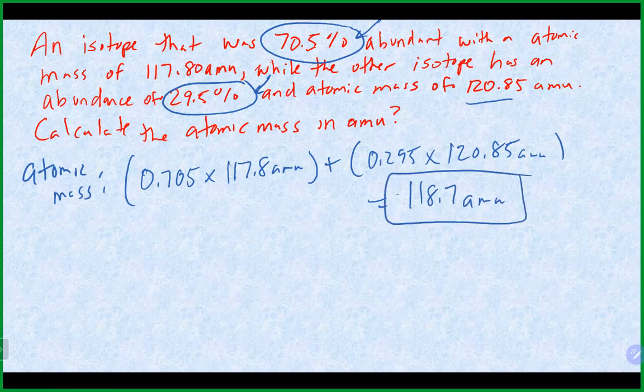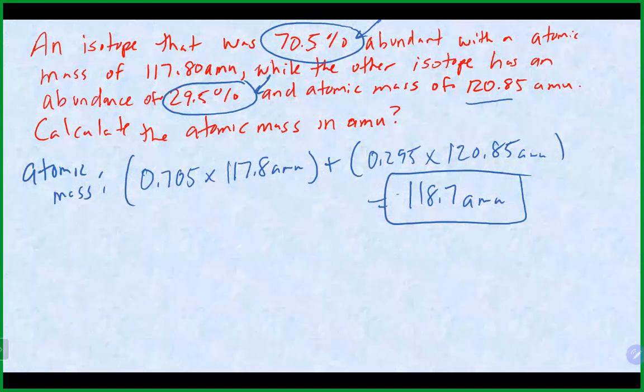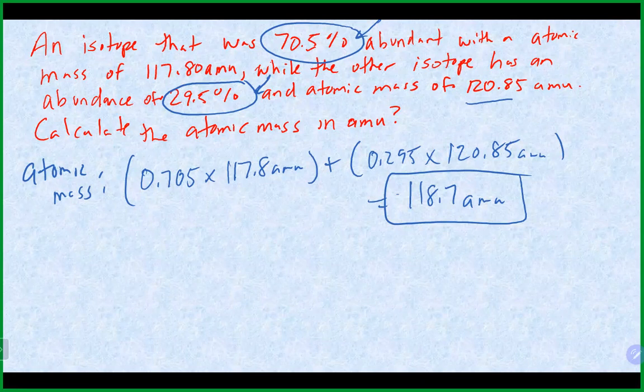I made it up, but if we look on the periodic table, it looks like we might be talking about tin there. Yeah, that's 118.7. Any questions on that calculation there? So again, this is essentially how we do the calculation to figure out the atomic masses that we see on the periodic table.